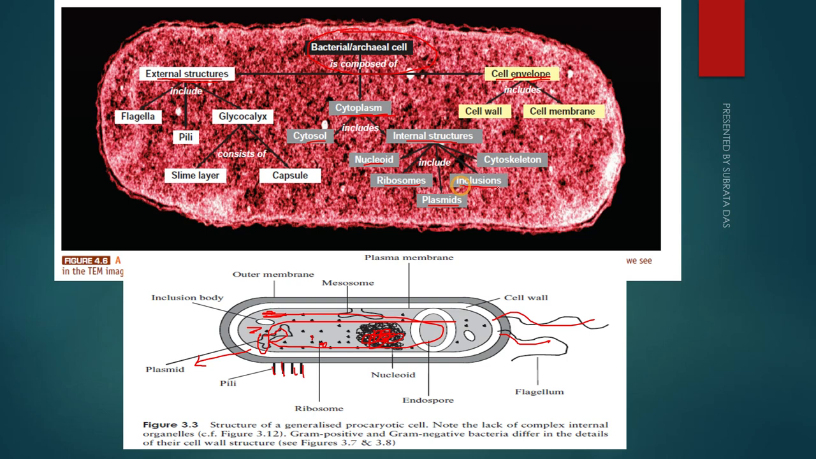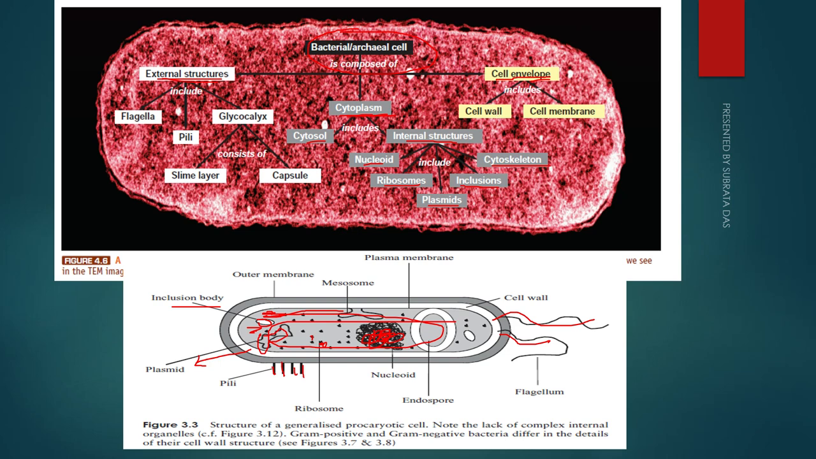And another one is inclusion bodies. This is where bacteria store some foods like polysaccharides, phosphates, many types of foods for their future. And the cytoskeleton controls and regulates the shape of the bacterial cell, or protects it. So this is the whole cytoplasm structure. And what covers this cytoplasm structure is known as the cell envelope.